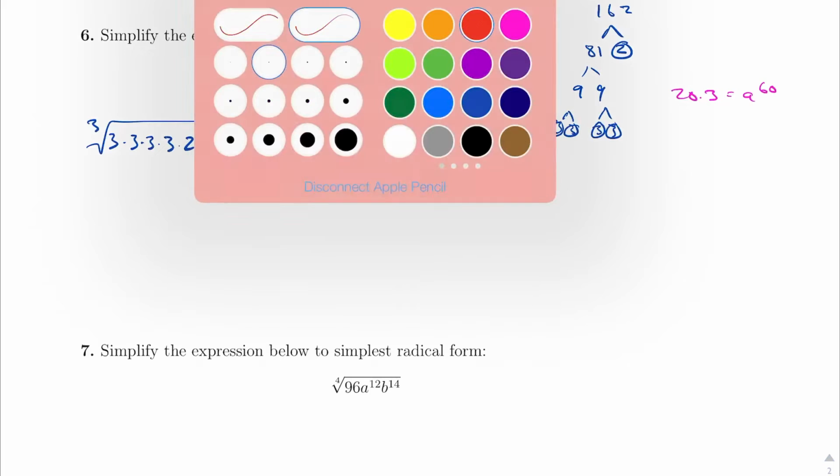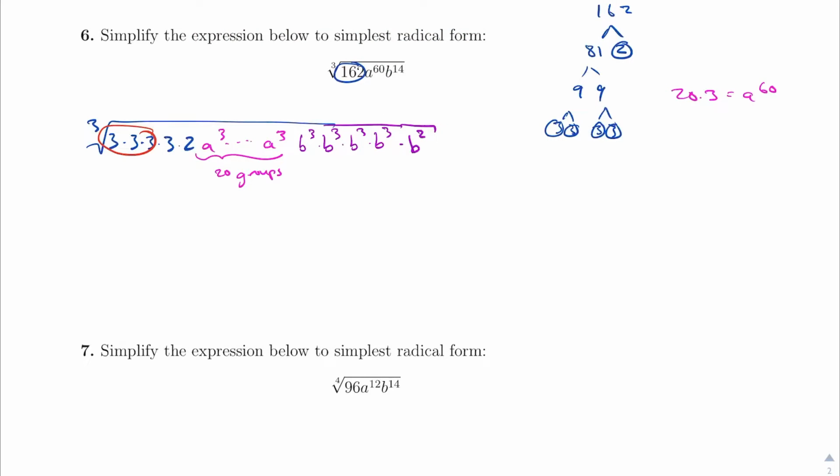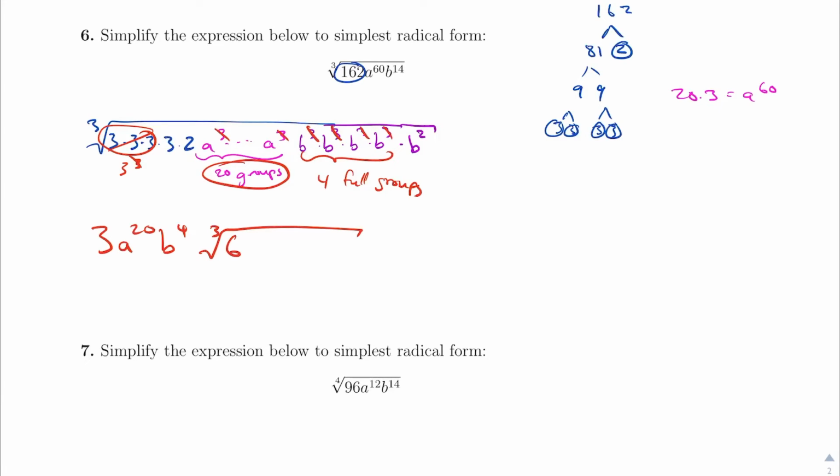So let's see what we get. Because this is a 3 cubed in disguise, cube and cube roots cancel, that gives us a 3. Cubes and cube roots cancel, so that gives us a to the 20th, because we had 20 total groups. Cubes and cube roots cancel, that gives us b to the 4th, because we had 4 full groups. And then in terms of the stuff that wasn't a full group, inside of the cube root, we've got 6 b squared. Wow, I drew a very long radical, but didn't really need to. And that's going to be our final answer.